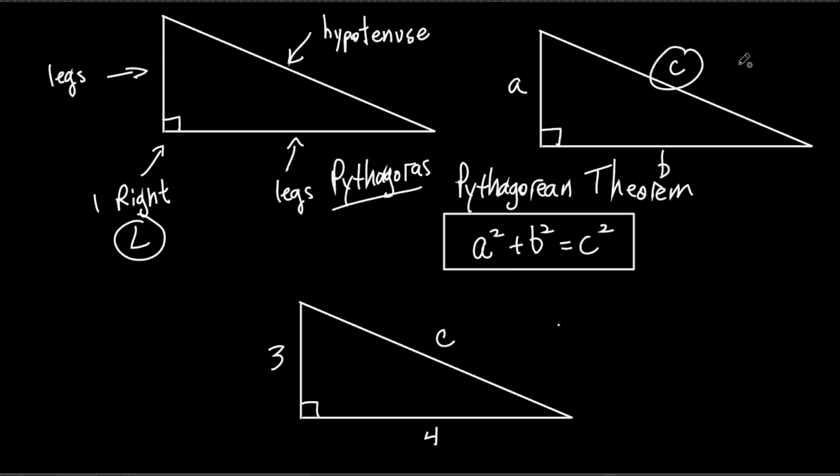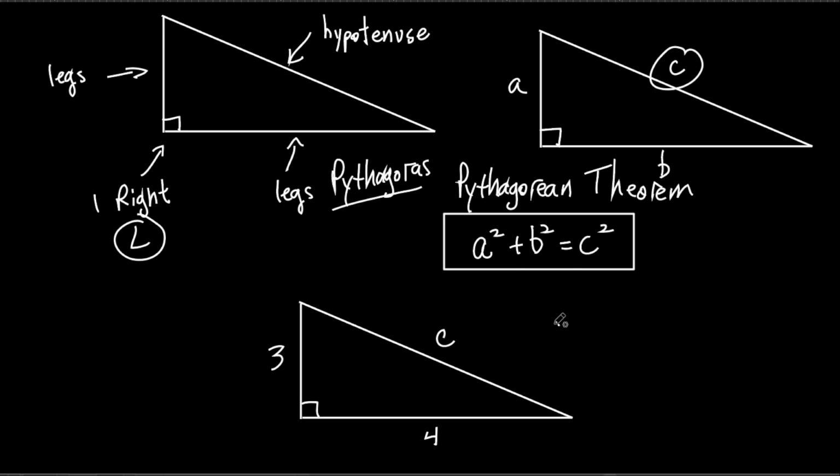C right here is always the hypotenuse. All right? We always call it the hypotenuse. It's the longest side of the triangle. The hypotenuse will always be the longest side of the right triangle. Everybody got that? Okay, so that's good. Thanks for pointing that out.